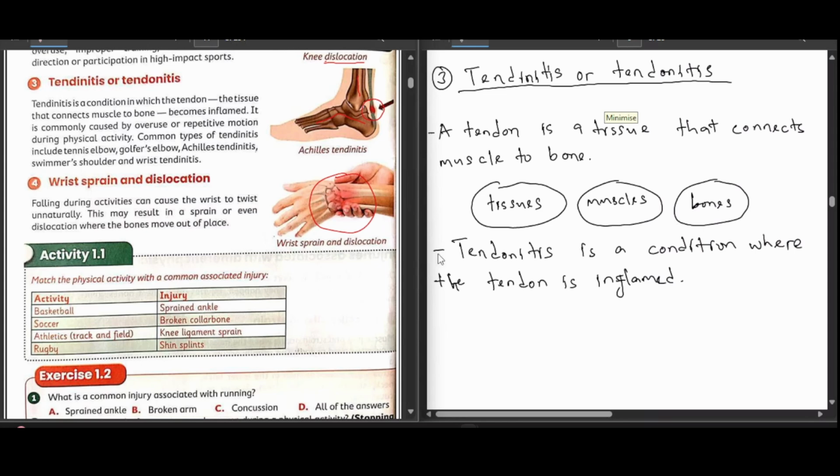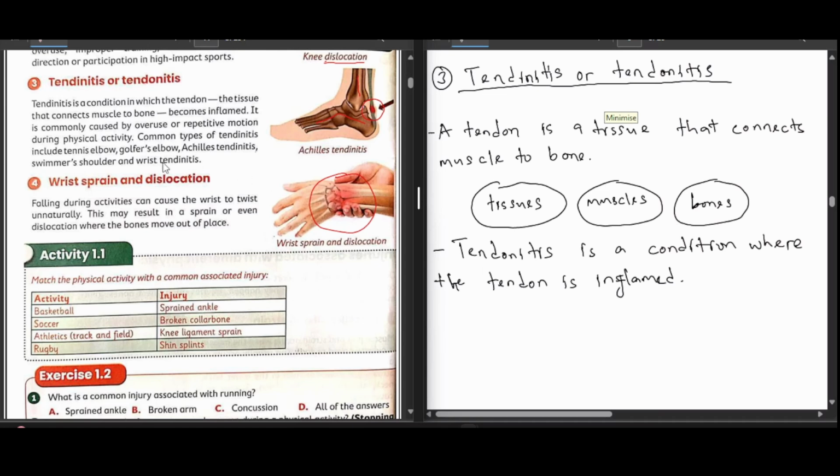And it is commonly caused by overuse or repetitive motion during physical activity. An example here is Achilles tendinitis. As you can see, this tendon is inflamed. We have many tissues connecting muscle to the bone. So when it is painful, that is a case of tendinitis.